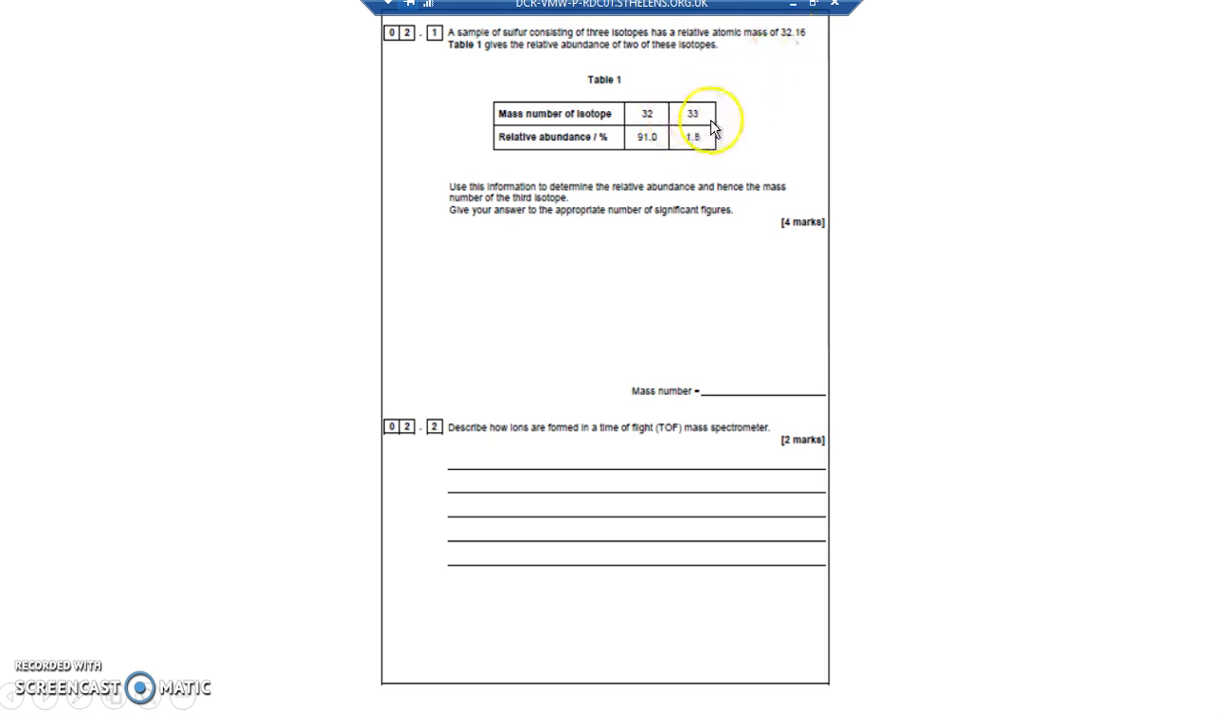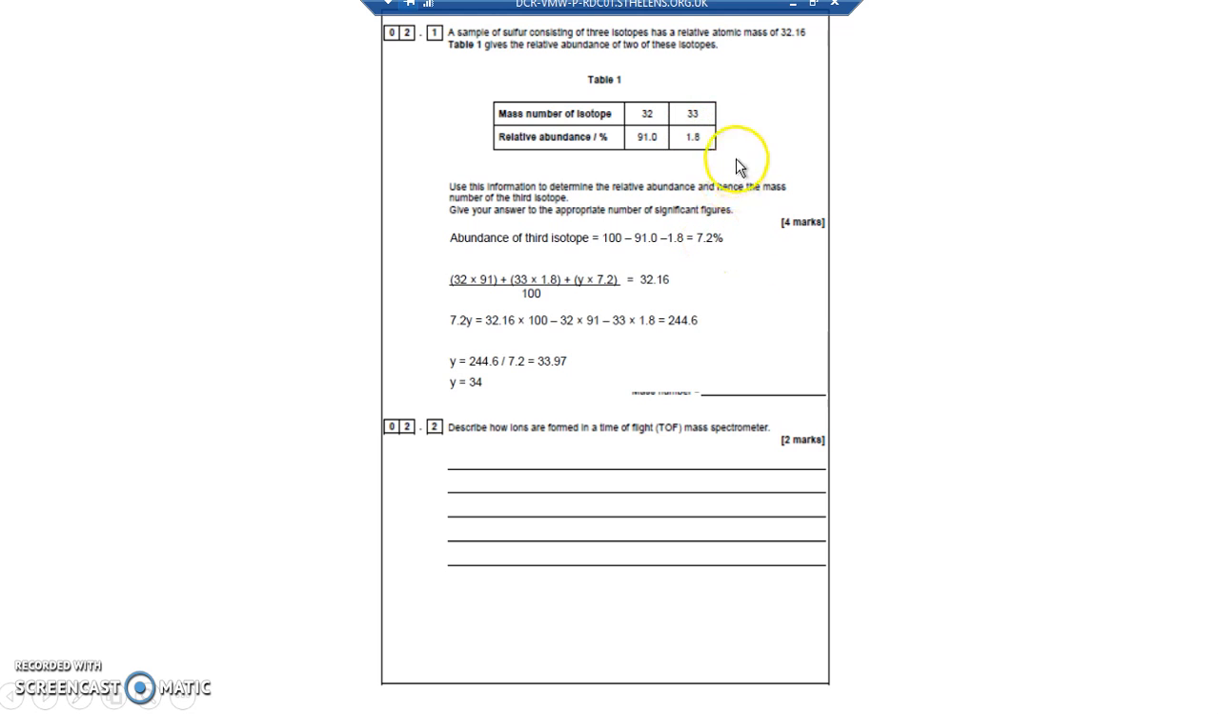We know that the average is 32.16. So what we've got to do is imagine there's 100 particles. 91 particles have got mass 32, 1.8 particles have got mass 33, and the remaining 7.2 particles have the mass, whatever that is. So the mass of these particles of mass 32, there are 91 of them out of 100, each mass 32. We'll work out the mass of those together. There are 1.8 particles of mass 33, so 33 multiplied by 1.8 is the mass of these particles, and there are 7.2 particles of mass that we don't know.